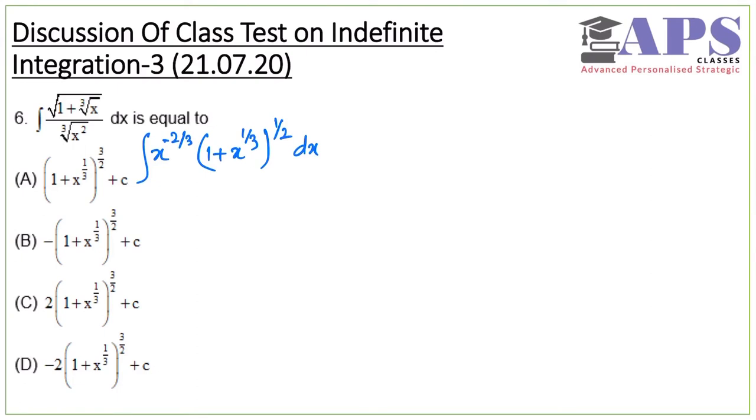And here if I observe closely, I can see that if I take (1 plus x) whole to the power 1 by 3 as t, or even t square, because there is a half here, then the derivative of this becomes 1 by 3 x to the power 1 by 3 minus 1, which is minus 2 by 3 dx, equal to 2t dt. So that means x to the power minus 2 by 3 dx now will become 2t into 3, 6t dt.